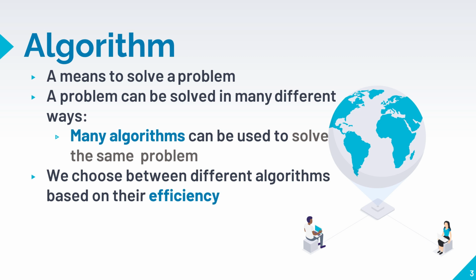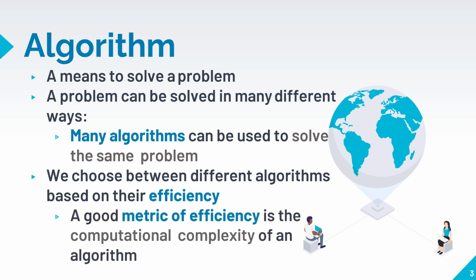So, titignan natin ngayon, for example, this is the algorithm 1 and algorithm 2 solving the same problem. Tignan natin yung efficiency niya. Ano ba yung tutukoy na efficiency? A good metric of efficiency is the computational complexity of an algorithm. So, titignan natin which is best based on its efficiency.